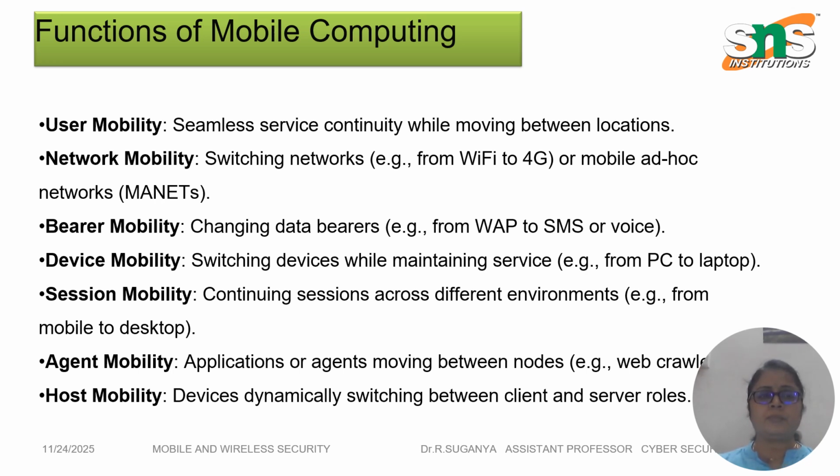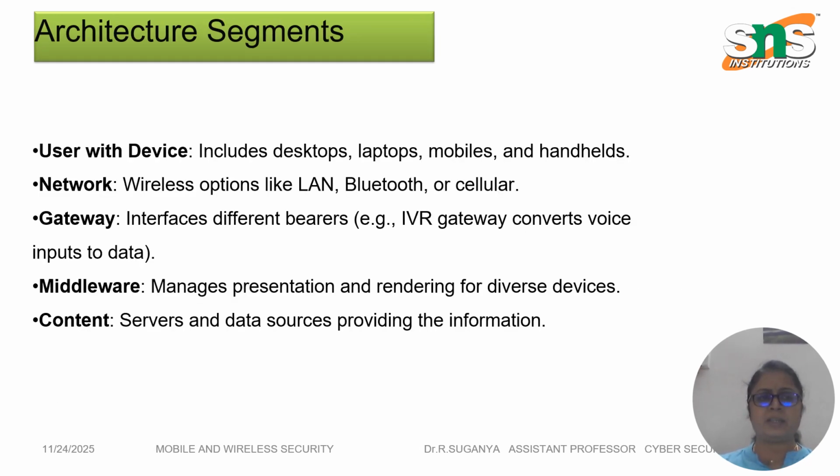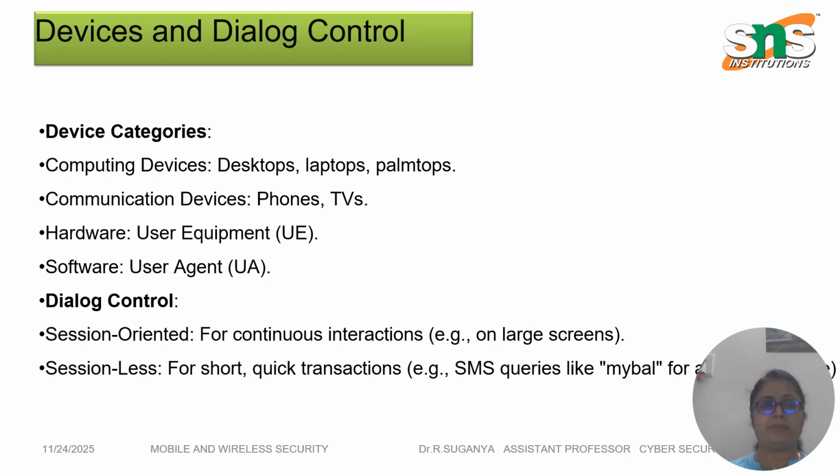Next is the architecture segments. User with device: desktops, laptops, mobiles, handheld devices. Network: wireless options like LAN, Bluetooth or cellular. Gateway interfaces different bearers, for example a gateway converts voice input to data. Middleware manages the presentation and rendering for diverse devices. And content: the servers and data sources providing the information.